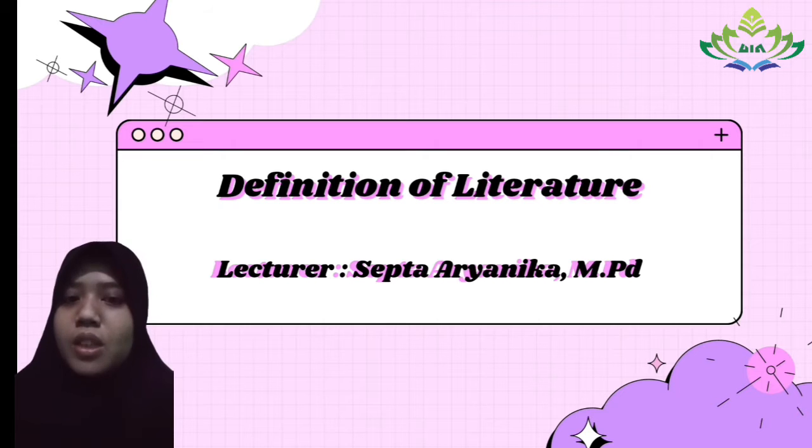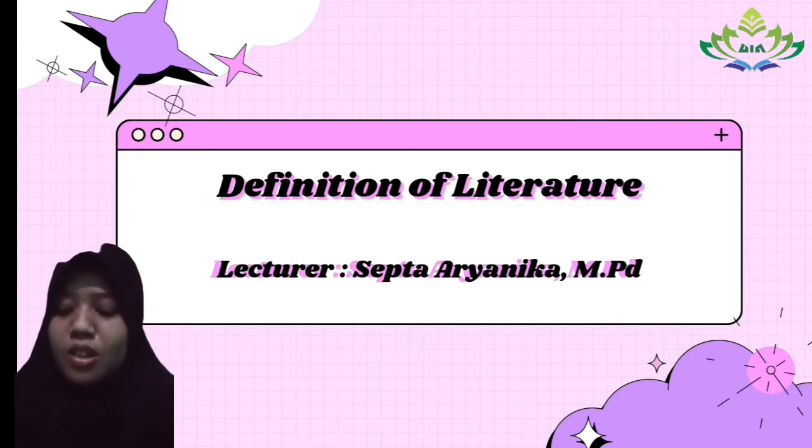Today we want to explain what the definition of literature is. Alright guys, the first definition defines literature as everything in writing and print. The first material will be delivered by Ayu Dayani Putri, and the second material will be delivered by Rofi Ramadhan.